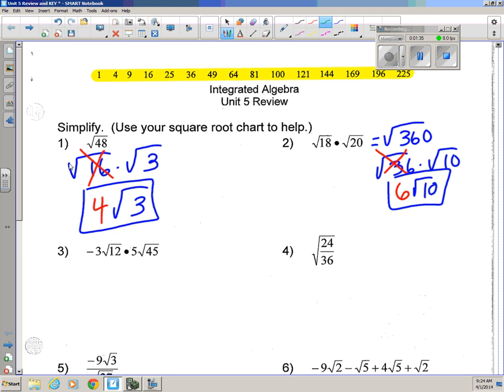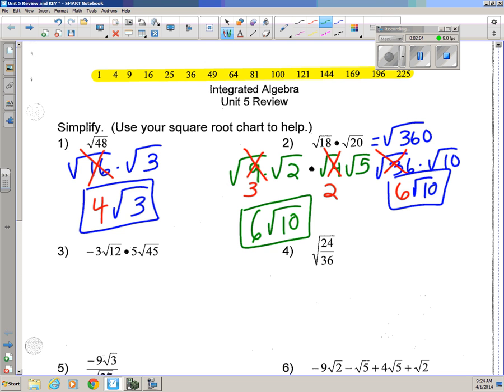The other option is to simplify the radicals first. This is the only one that I'm going to do in 2 different ways. So if I wanted to simplify the radical first, I realize that radical 18 is radical 9 radical 2. And I realize that radical 20 is radical 4 radical 5. Well, the square root of 9 is 3. The square root of 4 is 2. But now I've got to multiply my 2 whole numbers together and my 2 radicals together. Same answer, 2 different ways to do it. One way is not better than the other. It's just whatever way you prefer.